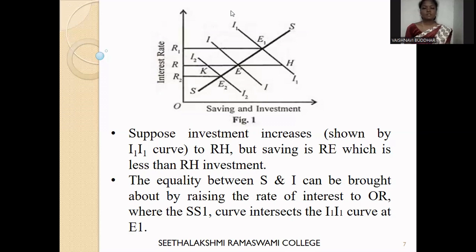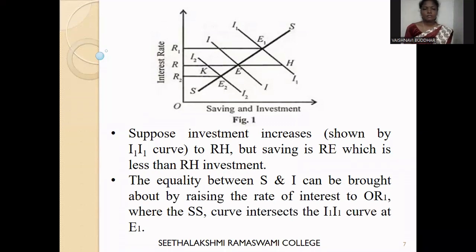The equality between saving and investment can be brought about by raising the rate of interest. Then this excess investment will be shortened by increasing the rate of interest. As we see in the diagram, the I1 curve shows higher investment, RH, but saving is RE, which is less than the RH investment. EH is the difference, our excess investment. So at point E, saving is lesser than investment, and there is inequality between them.